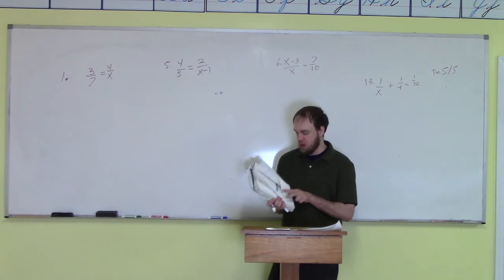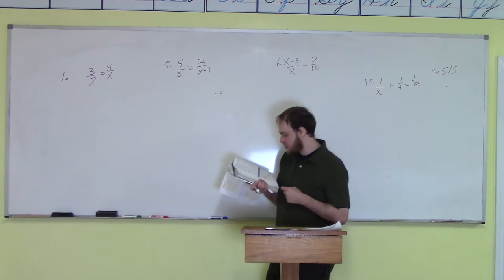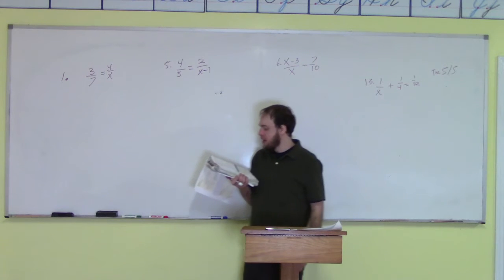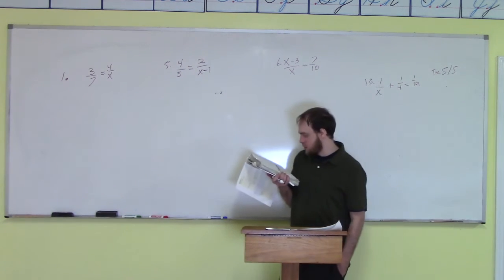Just moving through this stuff, 11.9, and so we have a couple definitions. The first definition on page 438 is a rational equation, which is an equation containing one or more rational expressions.